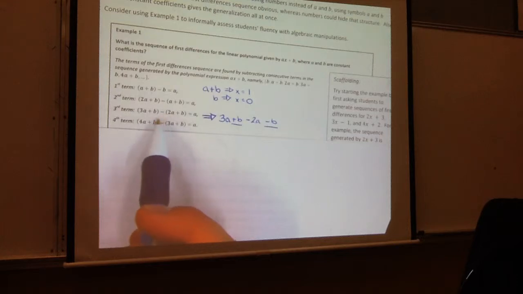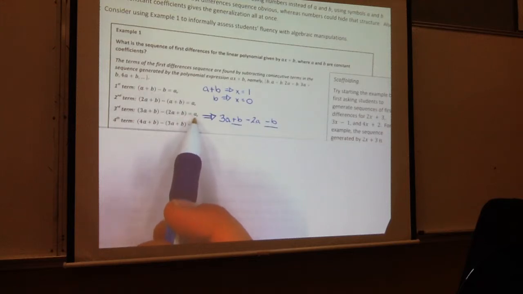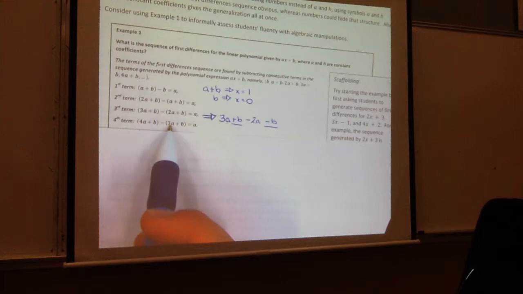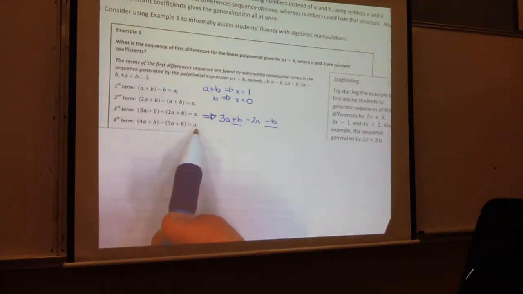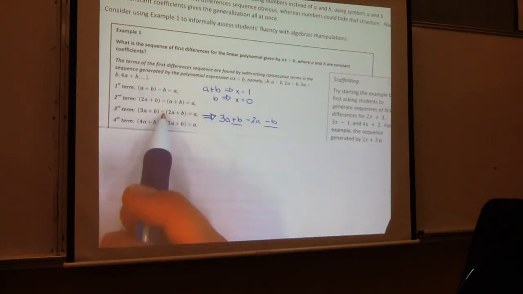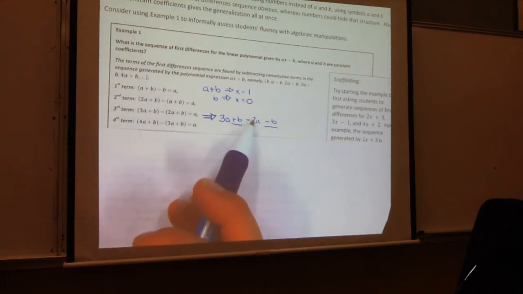You start to see a pattern here. 3a minus 2a is a. b minus b is no b. So we're left with a. 4a minus 3a is a. b minus b, we're just left with a. Right? Again, you have to distribute that negative sign to both the 2a and the b to make them both negative. So make sure you're doing that.